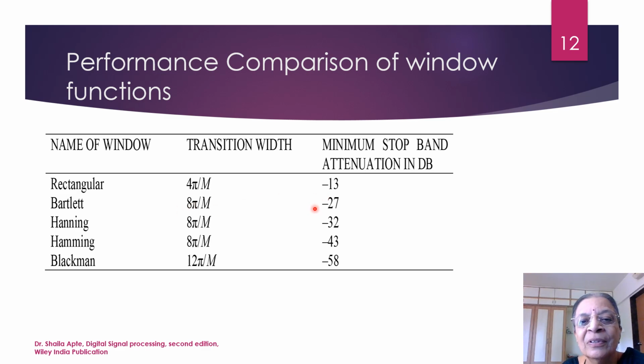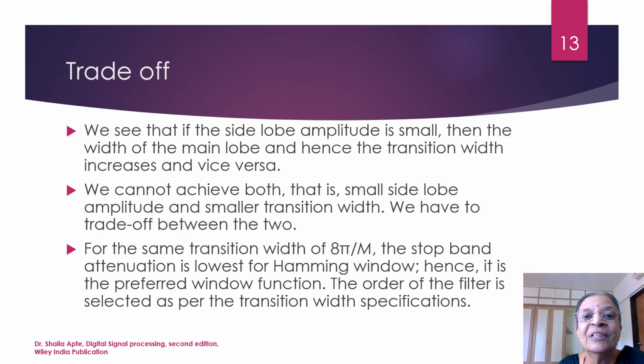Consider the Bartlett window, the stop band attenuation is minus 27. For Hanning, it is minus 32, and for Hamming, it is minus 43. So if you consider this transition width of 8 pi by M, the Hamming window is considered the best because it is giving the maximum stop band attenuation. But if you want to reduce this further, then you will have to use the Blackman window, but in that case, the transition width increases. So nothing like a free lunch. If you want to reduce this, transition width will increase. So in that case, to reduce the transition width again, you will have to increase the filter order. So that is how it is.